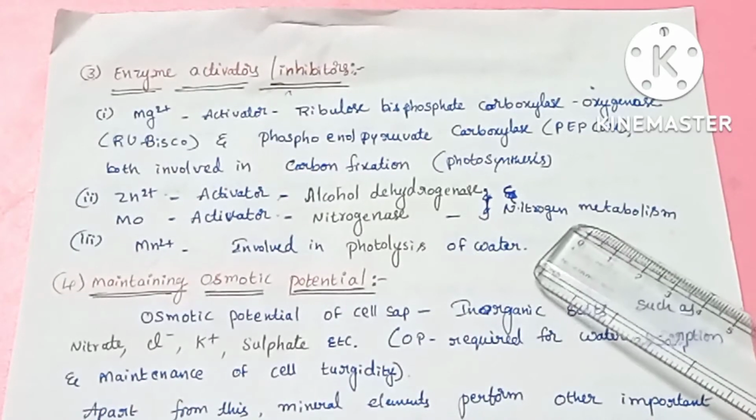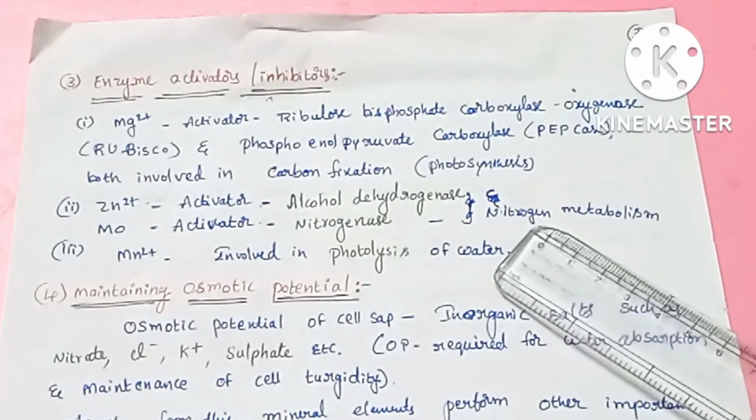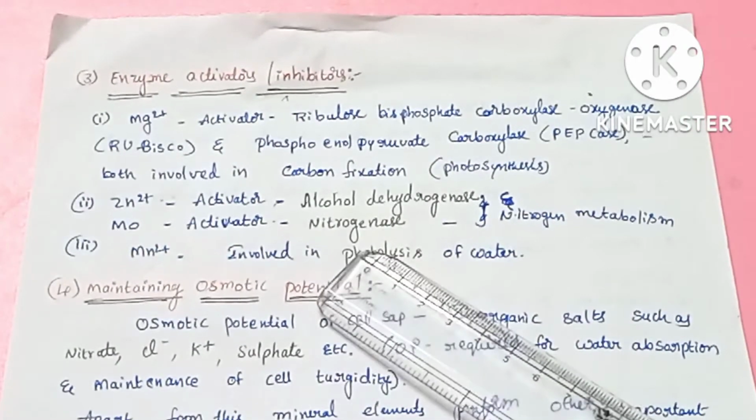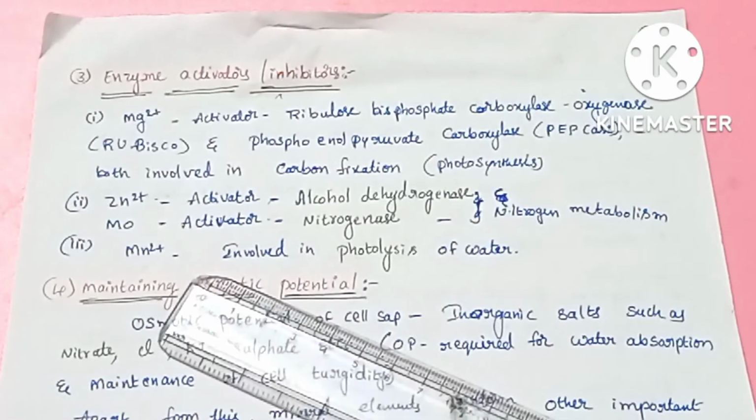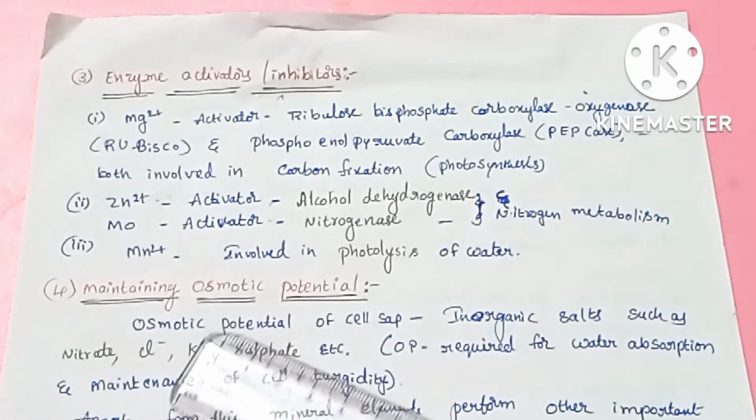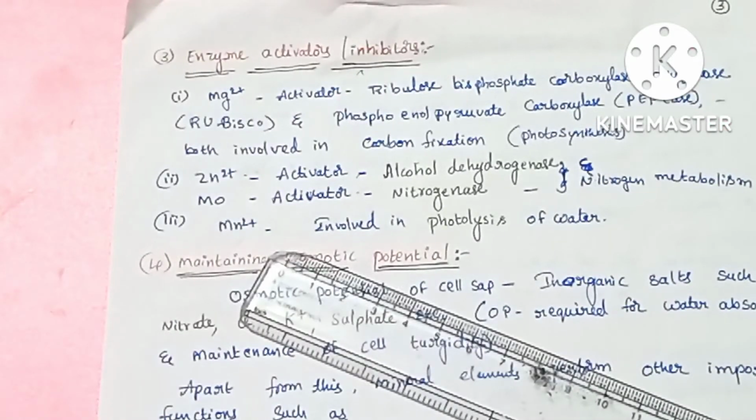In the coming videos, we will study nitrogen fixation, and then we will study the nitrogenase enzyme. Here for the nitrogenase enzyme, what is an activator? Molybdenum is the activator for the nitrogenase enzyme. And manganese. Manganese is involved in the breakdown of the water molecule during the photosynthesis reaction.